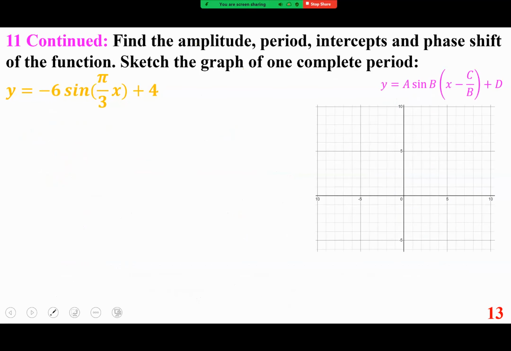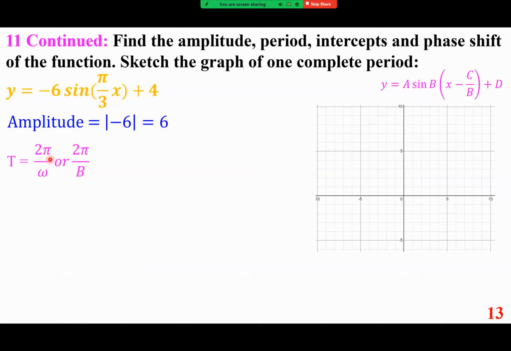So let's graph it. Let's see how we are going to graph this. There are different approaches, and this is the general shape that was discussed. First and foremost, the amplitude is the absolute value of this. The period is 2 pi divided by b. In some texts, they call it 2 pi over omega. I wanted to show you both formulas.